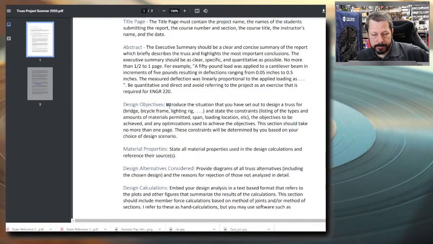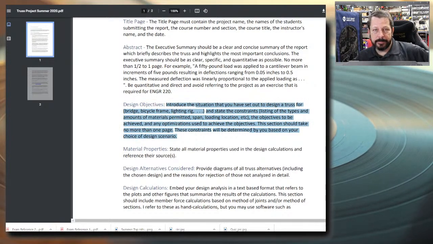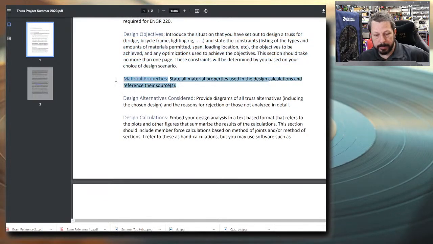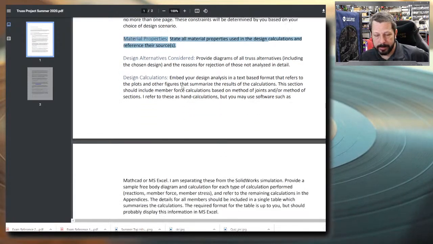So you set up the design constraints as far as this needs to be 50 foot long, and it needs to support this kind of load, that kind of stuff. You set those own design objectives yourself. That way every team can create whatever they want to create, and you're not really trying to do the same thing. What materials are you using? If this was really being made, again, it's only simulated, so you don't actually have to go fabricate the thing.